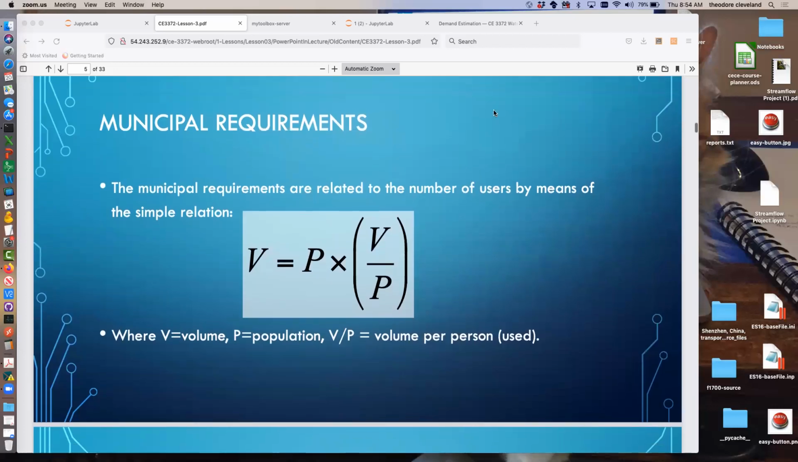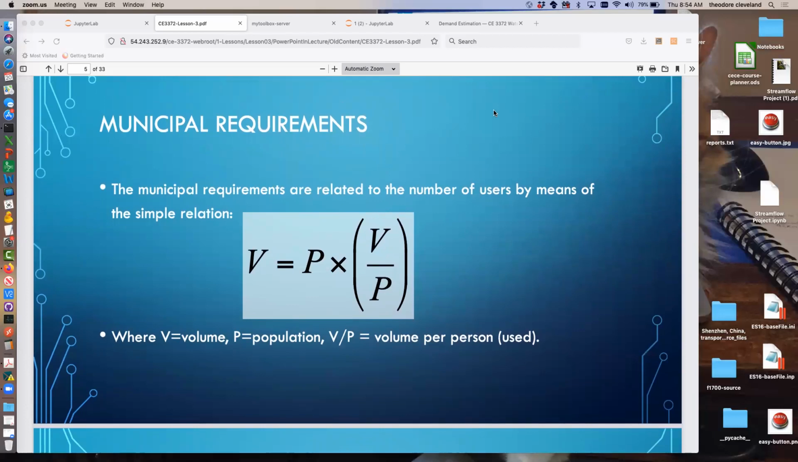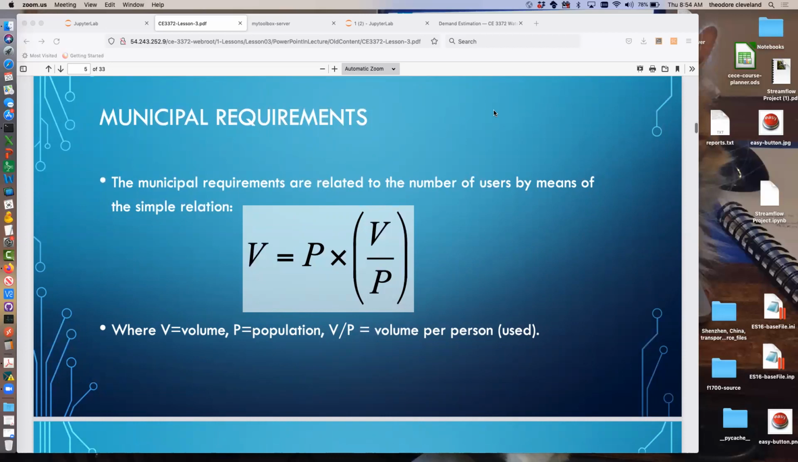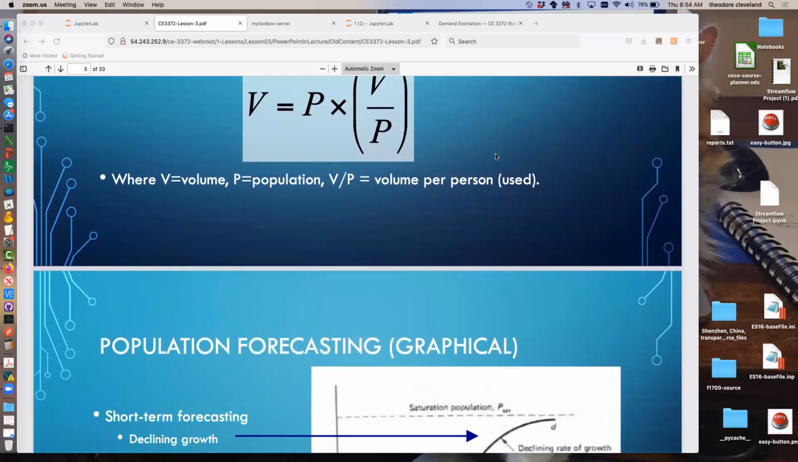So how do we figure out how much water we need? Well, we use arithmetic. The simplest equation in the history of simple equations, and the only one easier is 1 = 1, relates the number of users to the volume required. If you take the volume required per person, the V over P part, and multiply by the number of persons, which is P, you get the volume back. So we need to estimate what the volume per person is and how many people there are, which are two different questions that need to be answered.